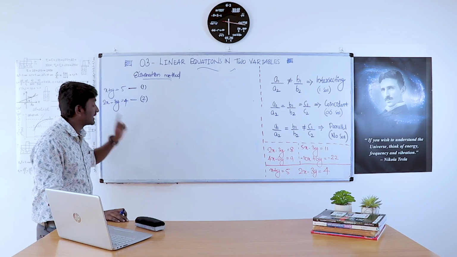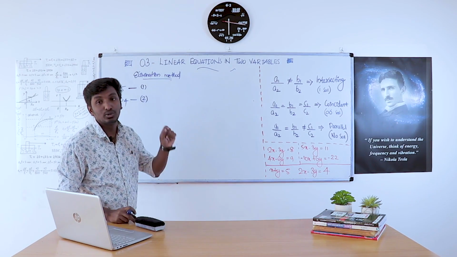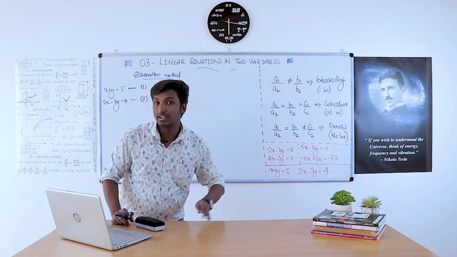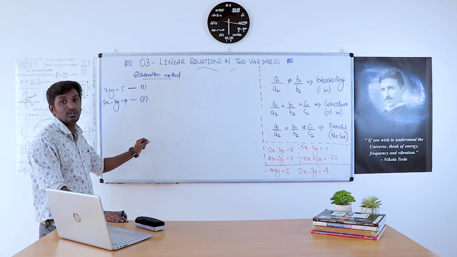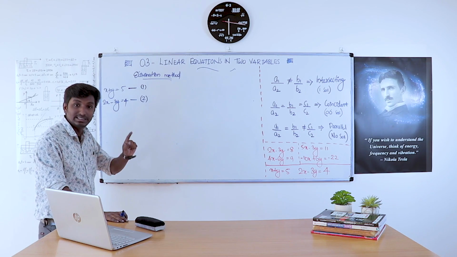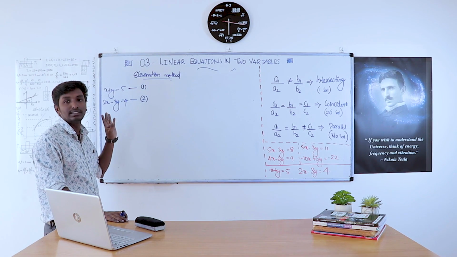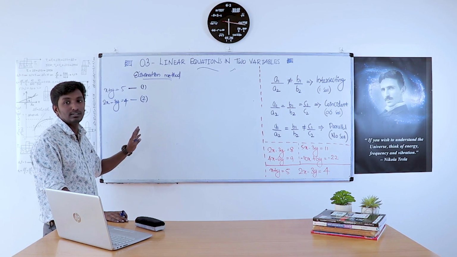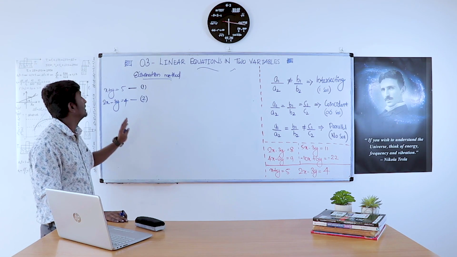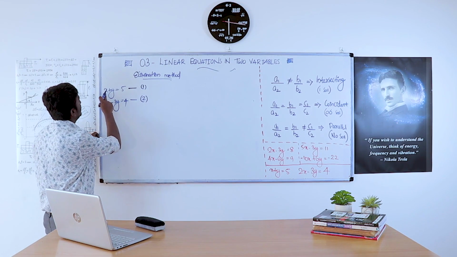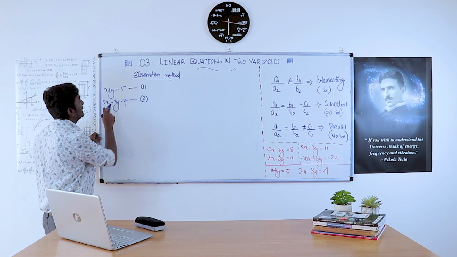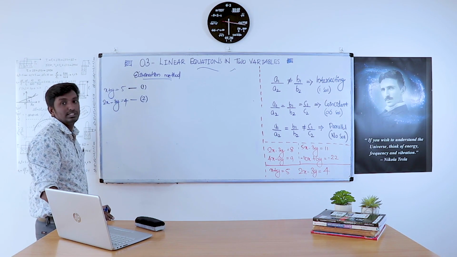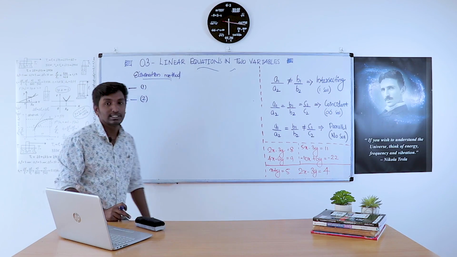No. For cancelling, we need to make the coefficients of any one variable the same in both equations. Then adding or subtracting gives cancellation of that variable. But here look, the coefficient of x is 1 in one equation and 2 in the other. The coefficient of y is 1 and minus 3. So this means that here the coefficients are not the same.